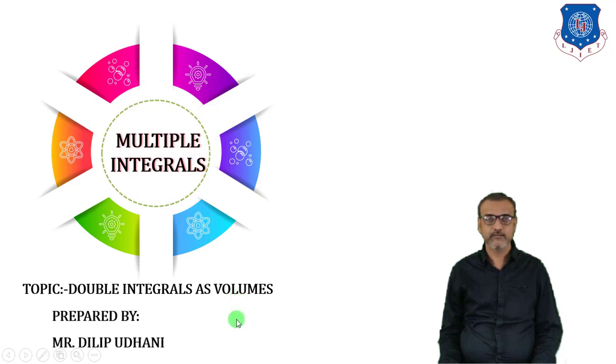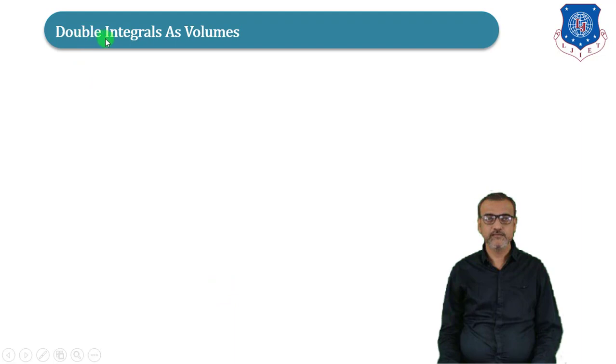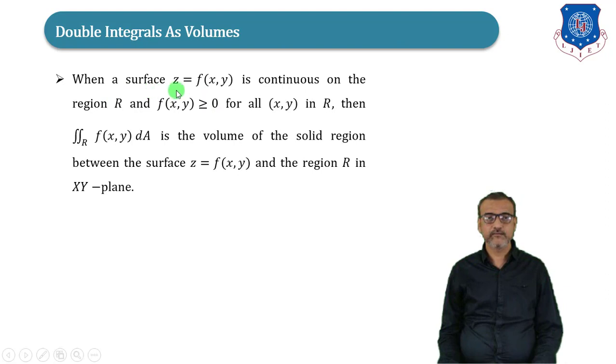So let's start. First of all, we will see what is double integral as volume. When a surface z equals f(x,y) is continuous on the region R and f(x,y) is greater than or equal to 0 for all (x,y) in region R, then the double integration of f(x,y) dA over the region R is the volume of the solid region between the surface z equals f(x,y) and the region R in the xy plane.